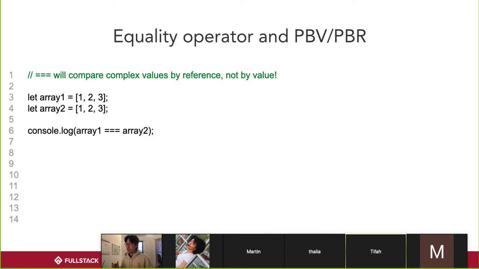It didn't actually compare if they lived in the same place. We weren't actually comparing, are these living in the same memory address? Do they have the same address that points at that value?